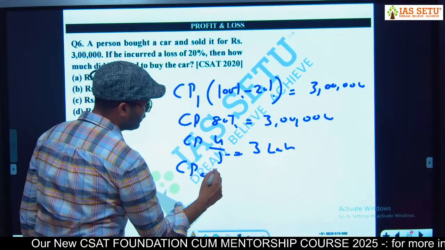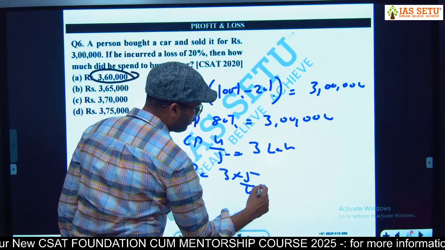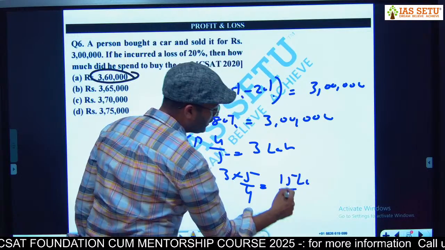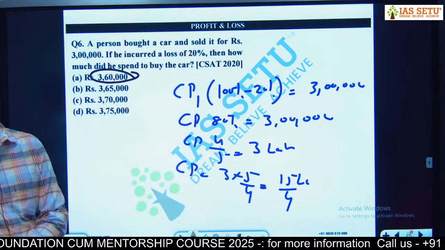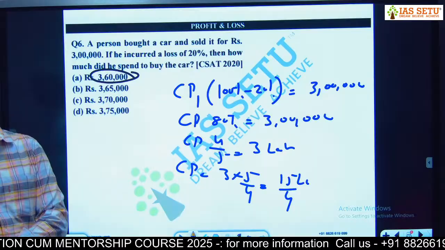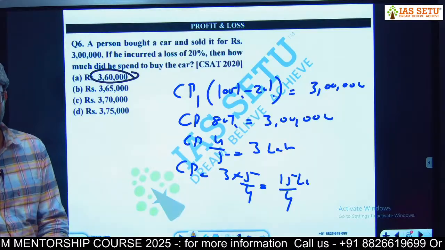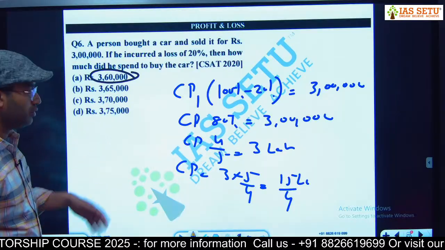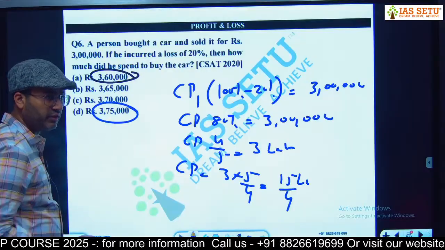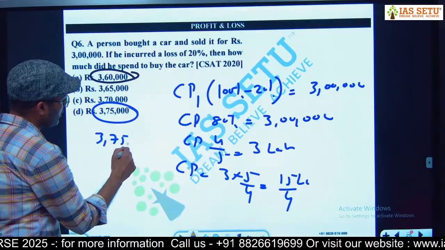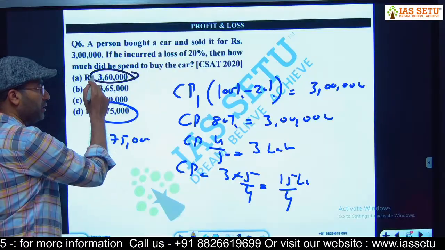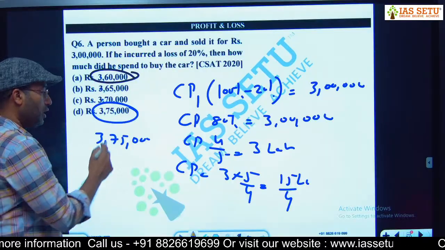So cost price will be 3 lakh into 5 by 4. It is 15 lakh divided by 4. 15 lakh divided by 4 is 3,75,000. Or you can use answer option. आंसर ऑप्शन यूज कर लो कि कॉस्ट प्राइस 3,75,000 है, बट उसमें क्या होगा, पहले पहला ट्राई करना है, फिर दूसरा, फिर तीसरा, और इसका 20%.